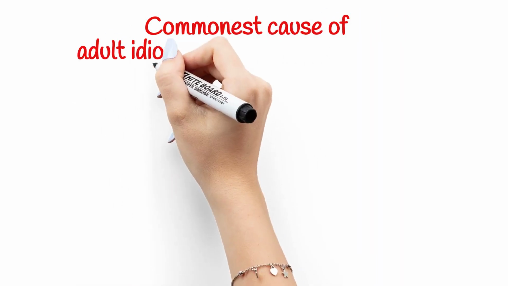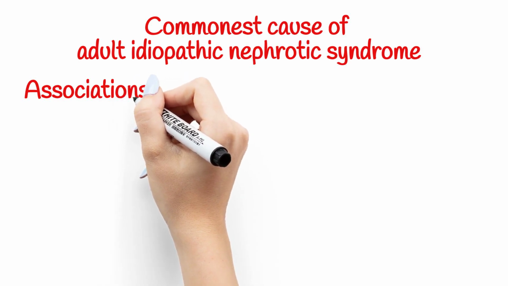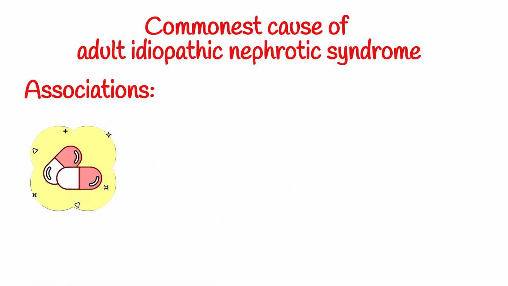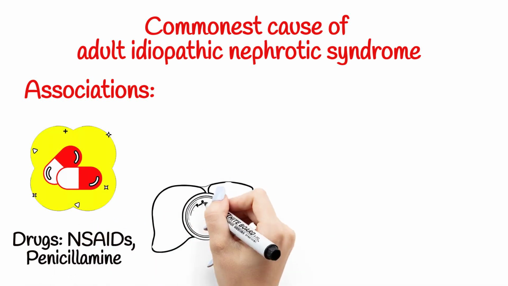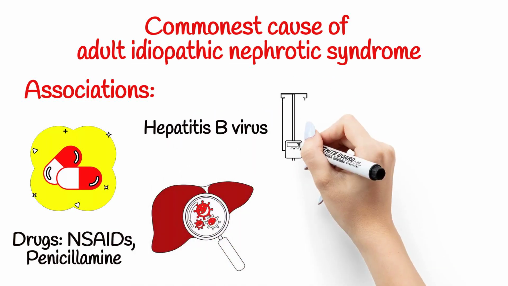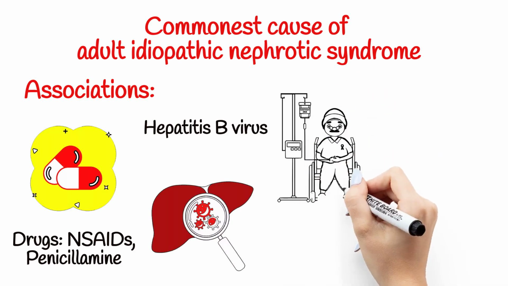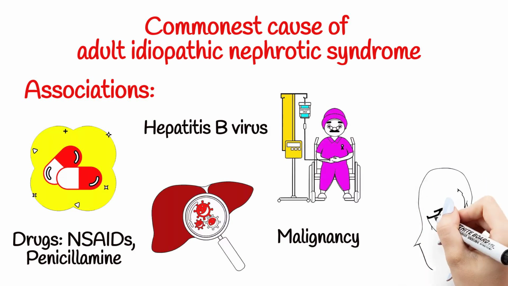Membranous nephropathy is the commonest cause of adult idiopathic nephrotic syndrome. It is associated with drugs such as NSAIDs, penicillamine, hepatitis B virus, malignancy, and lupus nephritis class 5.